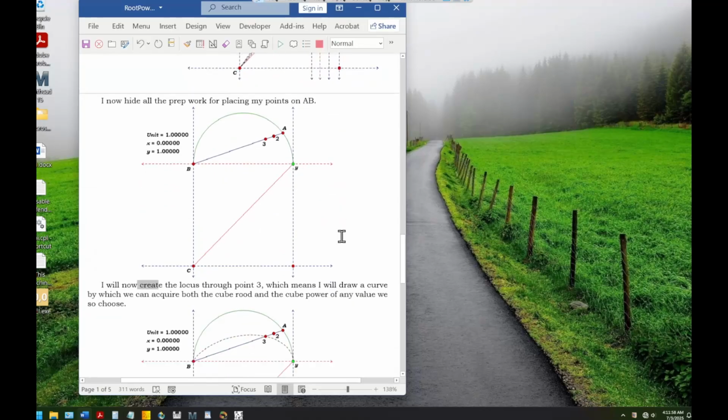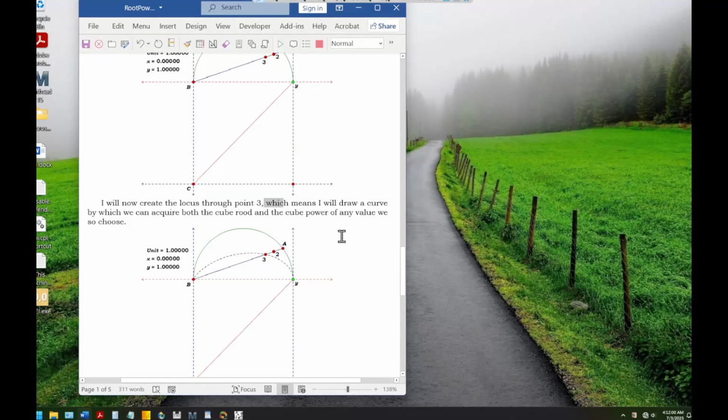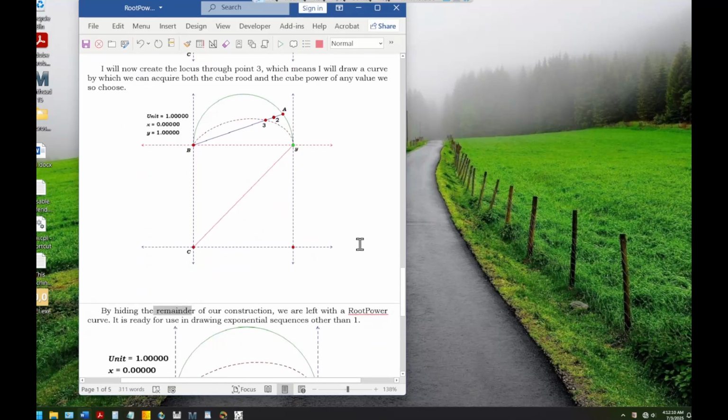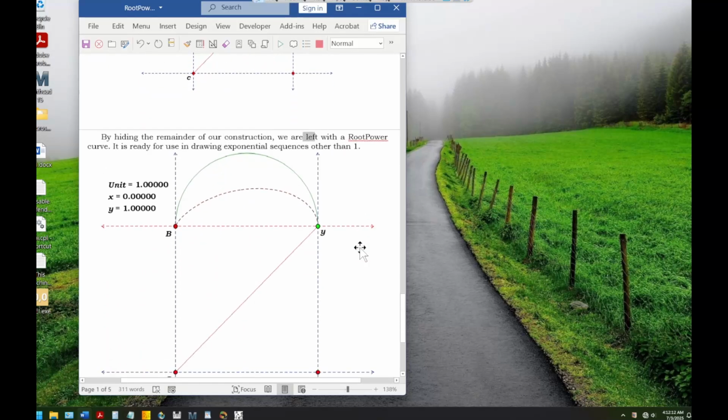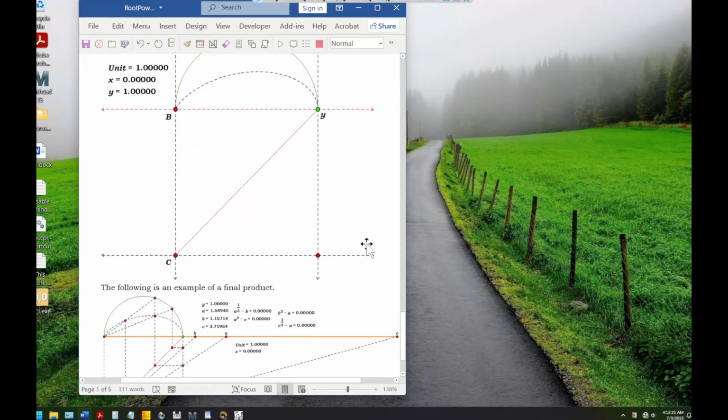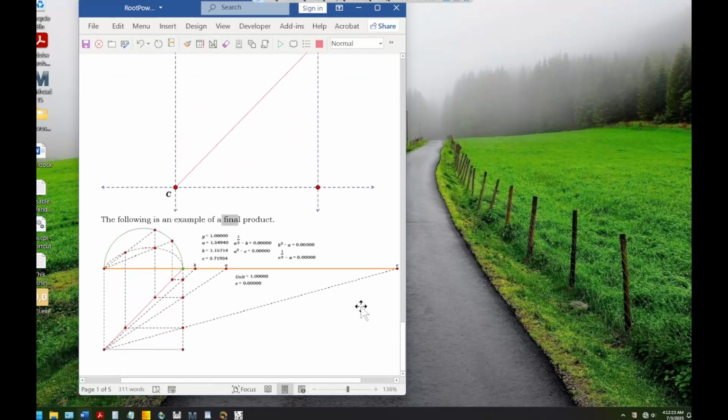I will now create the locus through point 3, which means I will draw a curve by which we can acquire both the cube root and the cube power of any value we so choose. By hiding the remainder of our construction, we are left with a root power curve. It is ready for use in drawing exponential sequences other than 1. The following is an example of a final product.